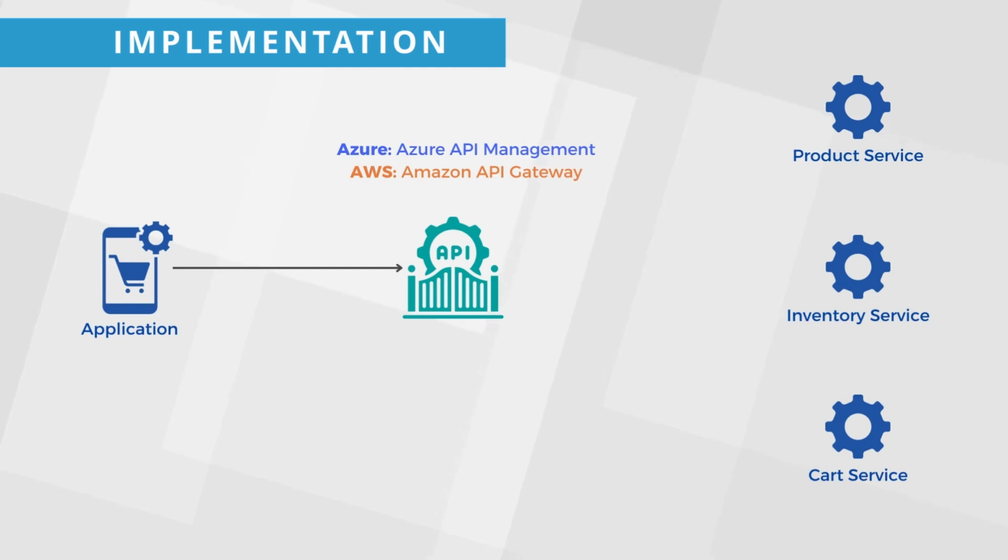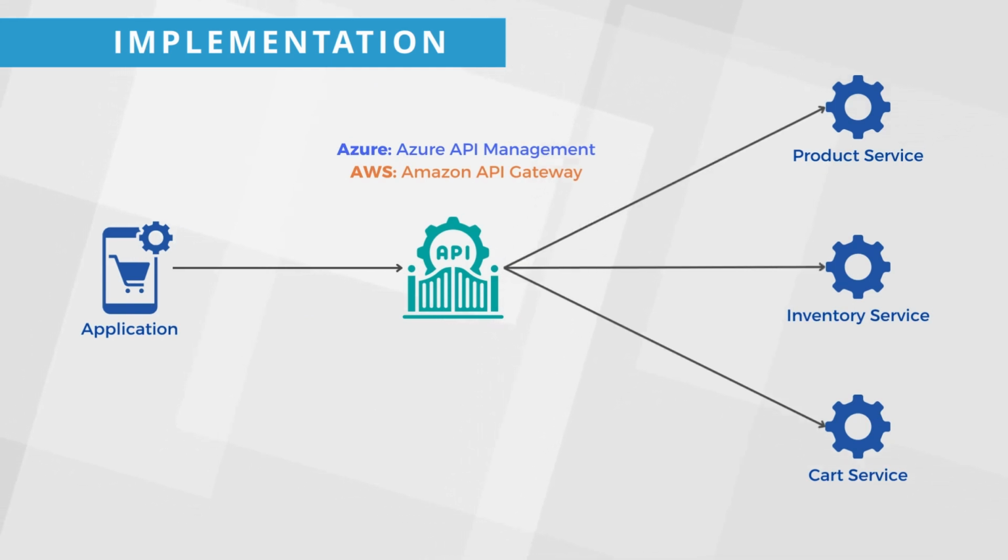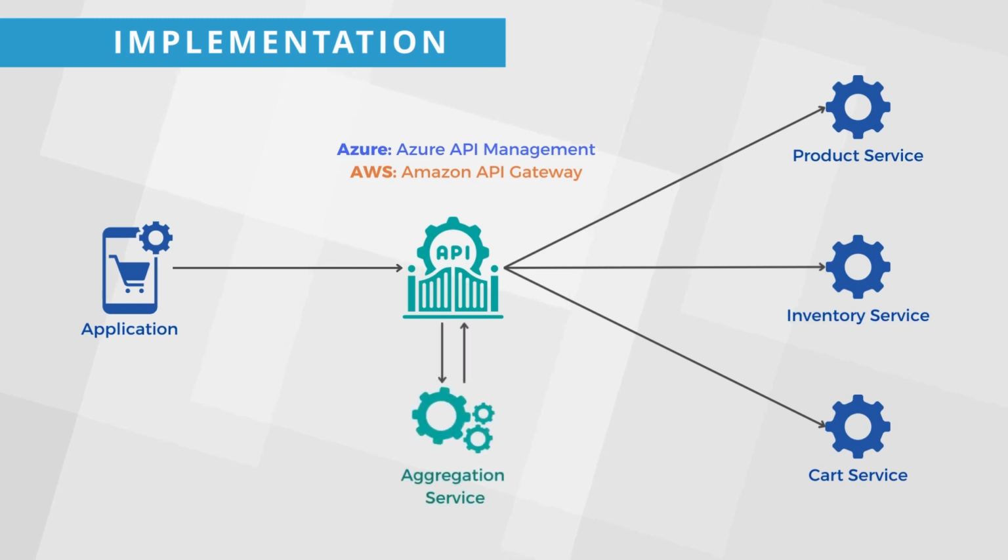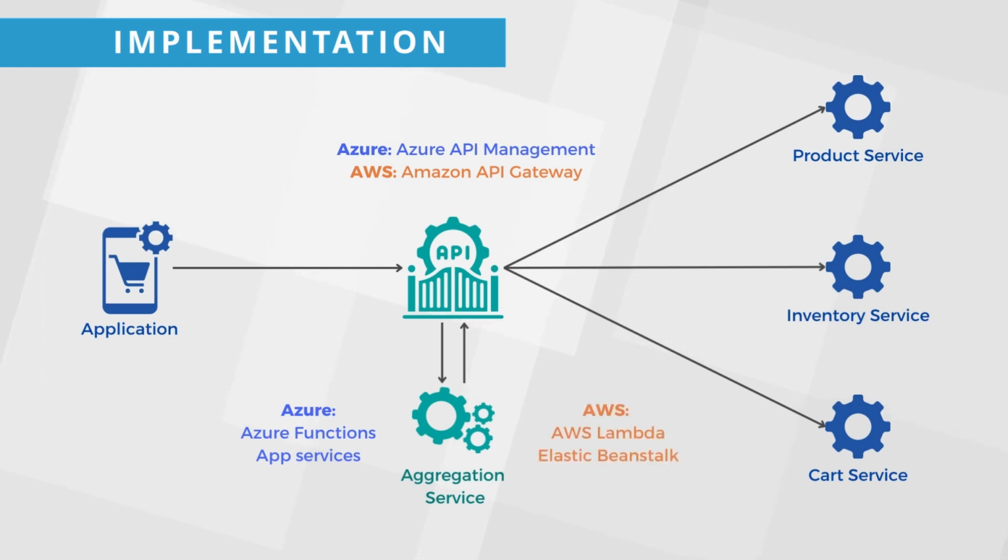The gateway manages the individual requests to the backend services. The responses are then combined by a helper service. This can be implemented using Azure services such as functions or app services. On AWS, it can be implemented using Lambda or Elastic Beanstalk. The gateway then sends a single response back to the client application. With this, you get improved scalability and maintainability while simplifying client-side code by interacting with a single API endpoint.